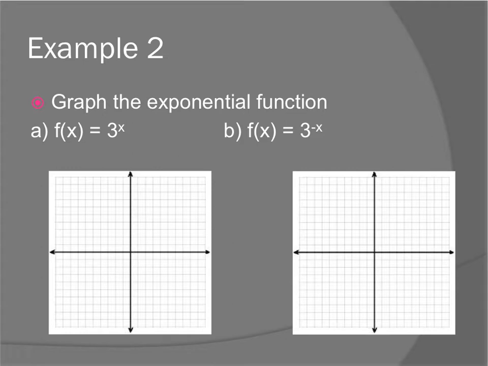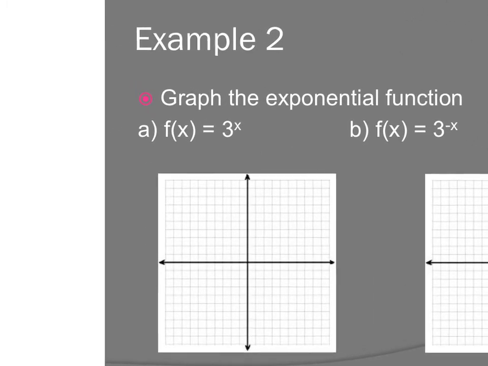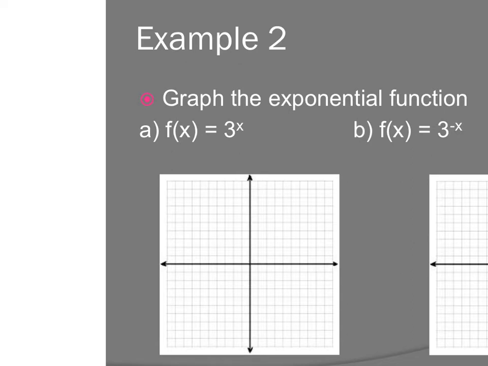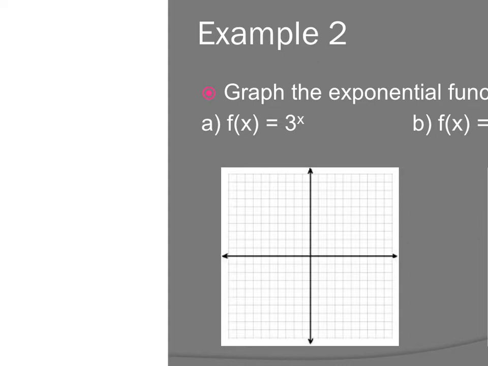Now we're going to graph. To graph exponential functions, we're just going to plug in numbers and plot them on our graph. So what should we plug in first? We can plug in 1. When we plug in 1, we have 3 raised to the 1, which is 3. So our point is (1, 3). We go to the right 1 and up 3.